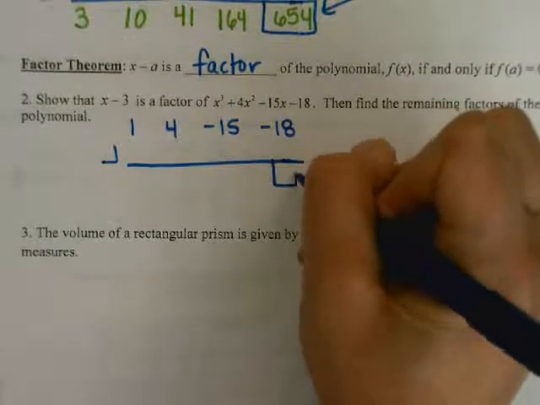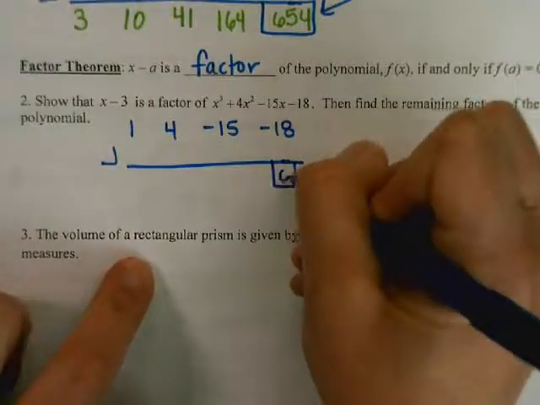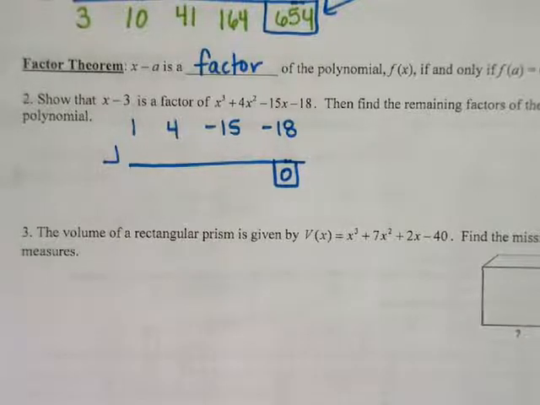When we do this, it says show that it is a factor. We should get a 0 in our remainder box. If you don't get a 0 in the remainder box, you've done something wrong. Check your multiplication and adding skills.